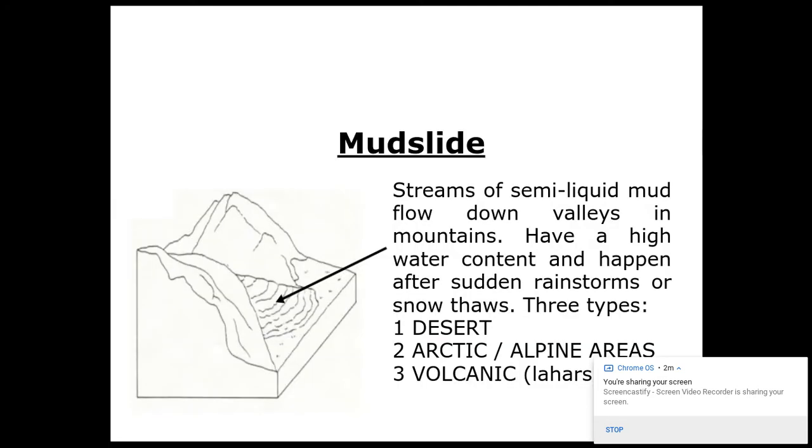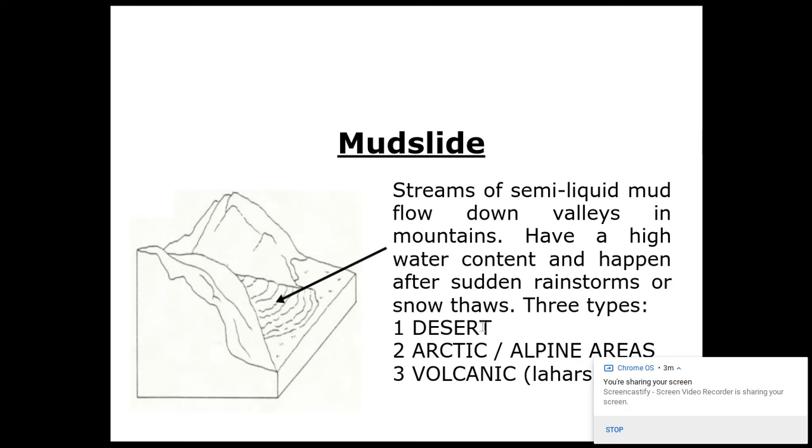Mudslide. Mud. Going to have a lot of water in it. So mudslides happen a lot in California after great big rainstorms. Streams of semi-liquid mud flow down the valleys in the mountains, high water content after sudden rainstorms. Snow thaws, obviously, if it's all frozen and then all of a sudden you get a big thaw, it's going to get very wet and the material is going to move.